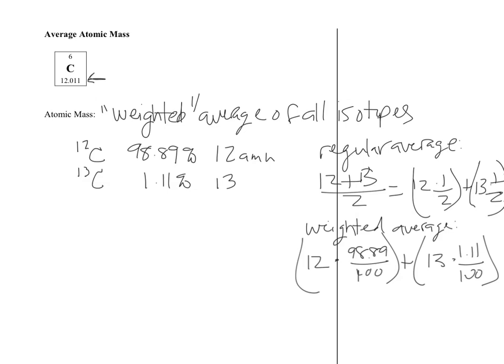And if I do that math, I get 12.01 atomic mass units. Okay, and that is essentially what weighted means and what the atomic mass on the periodic table is. It takes into account the fact that most of the carbons in the world weigh 12, and some of them weigh 13. So that's also why the atomic mass on the periodic table is not a whole number.